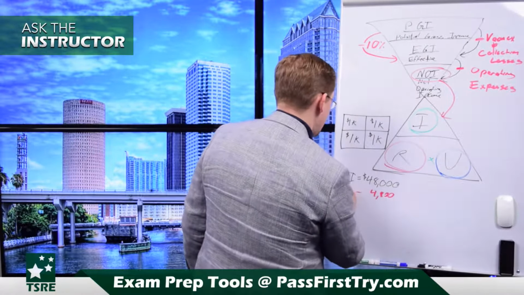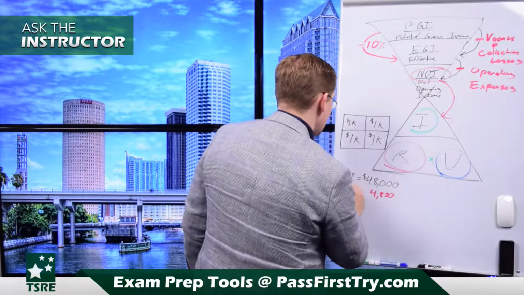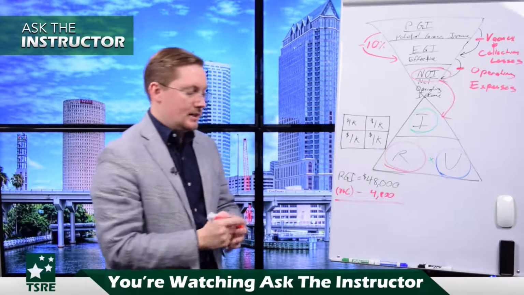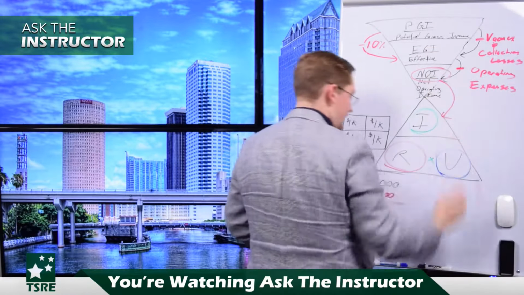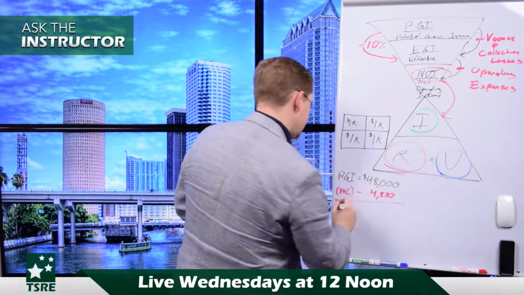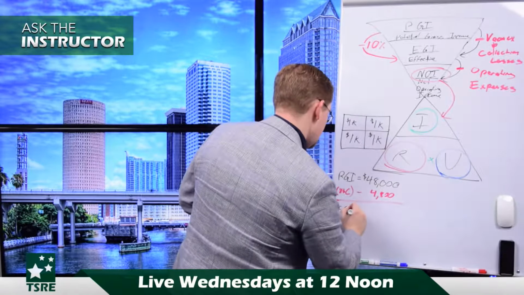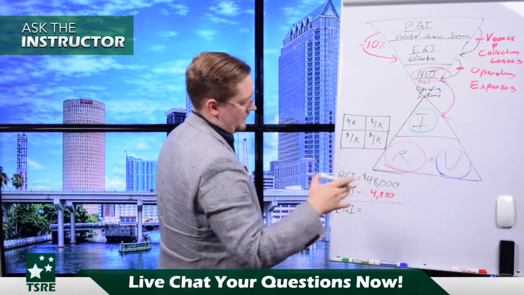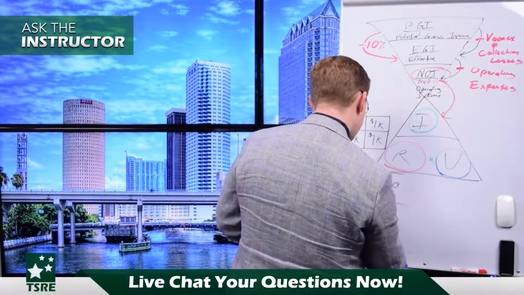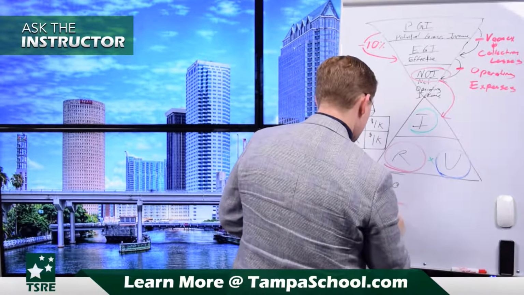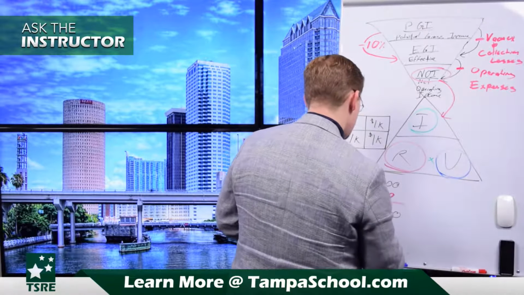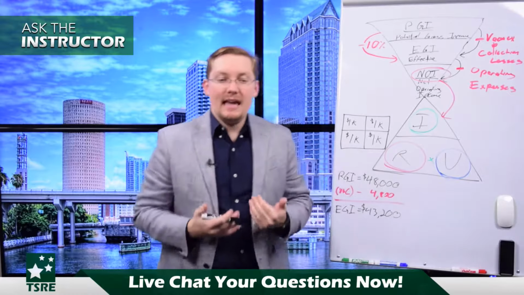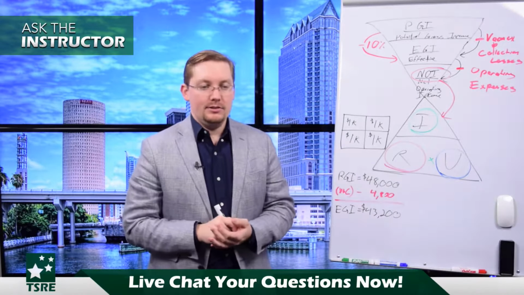$4,800, and remember that's our vacancy and collection. Once we've subtracted out that $4,800, now we're going to have our effective gross income. And if my math's right, we should end up with $43,200. So our effective gross income on the property, how much we effectively have coming in, is $43,200.